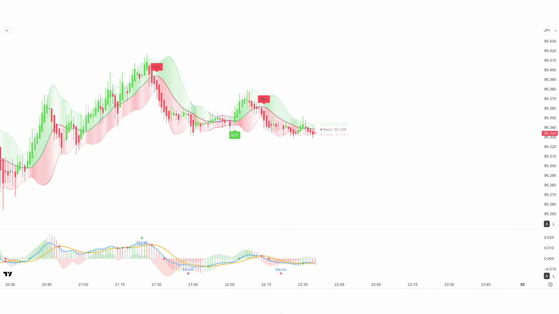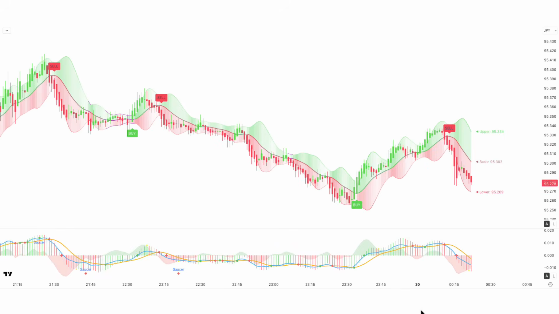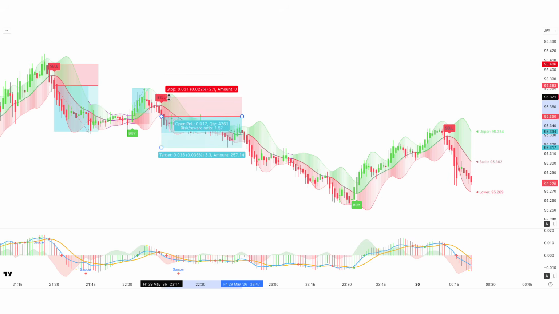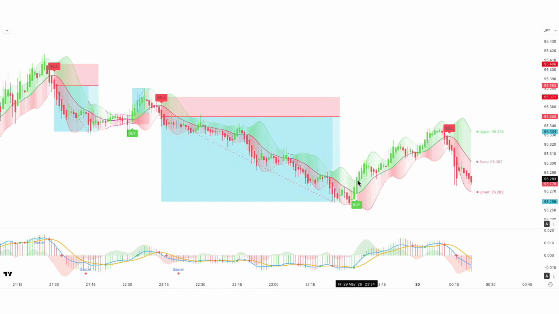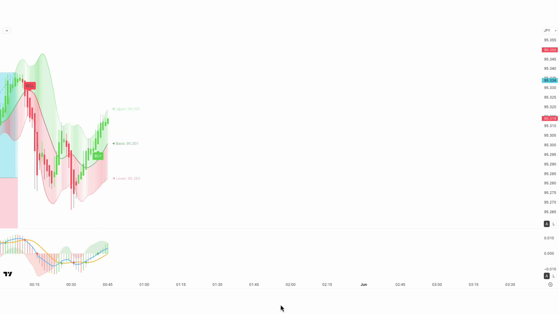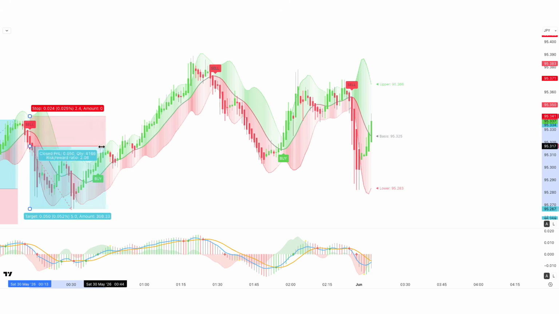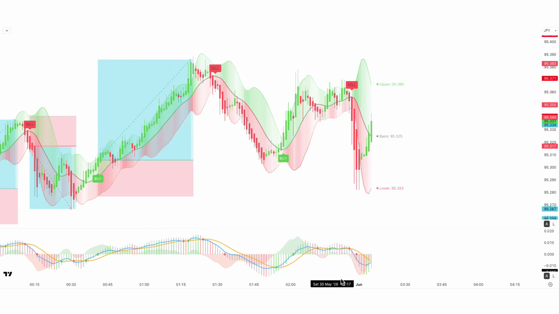But here's the important part. I'm not asking you to trust the indicator. I'm going to show you exactly how it works, where it performs well, where it can struggle, and the settings I found most useful during testing. We'll go through real chart examples, discuss how to filter weaker signals, and look at ways traders can use this tool alongside trend confirmation and risk management.